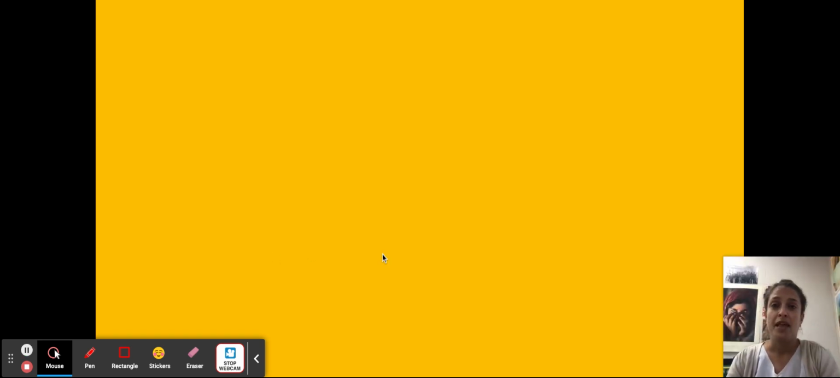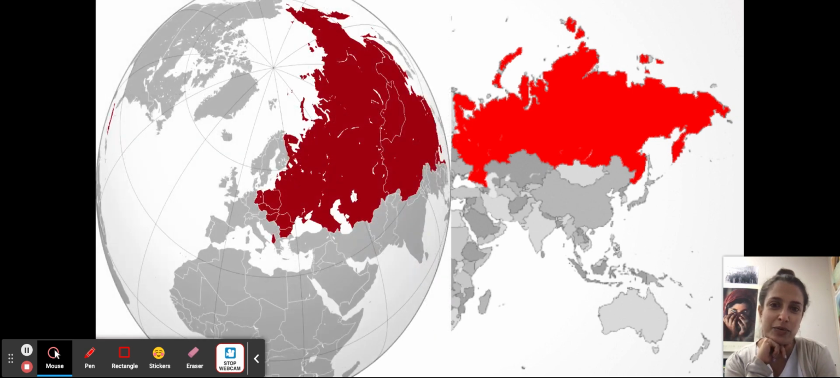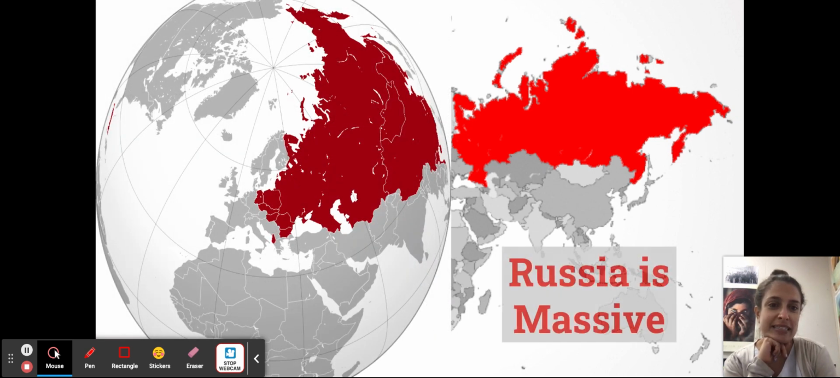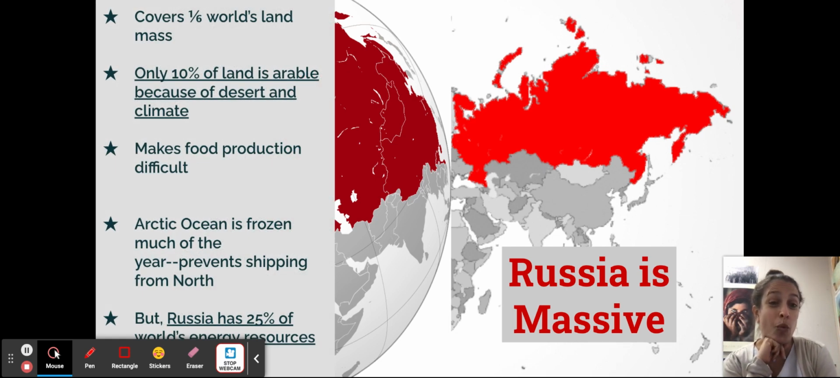Okay, we're back. So now let's take a look at Russia. It is humongous. Look how big it is. It's there in red. Here's another way to look at it. Humongous. Massive. Russia covers 1/6 of the world's landmass. But what's interesting is that only 10% of the country is arable. The land is arable, meaning that you can farm on it, because so much of it is desert and has some pretty harsh climates. This makes food production particularly difficult.